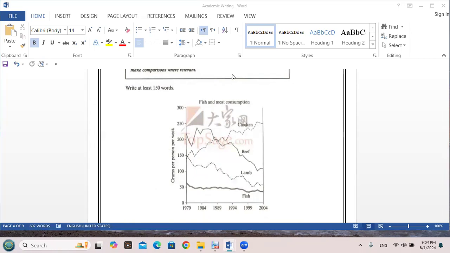This one is called what? Is it a table? What is it? In English, we call it a line graph. So it compares and contrasts, it compares what? The consumption of fish and meat in a European country.